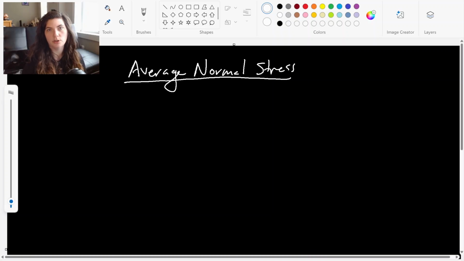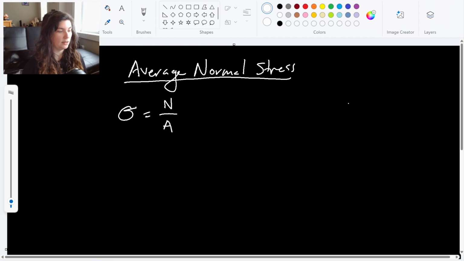Let's take a little bit deeper look at this average normal stress and look at some examples. So the average normal stress, we said again, normal stress is represented by the Greek letter sigma, equals the normal force of our internal forces within that body, the normal force over the cross-sectional area.